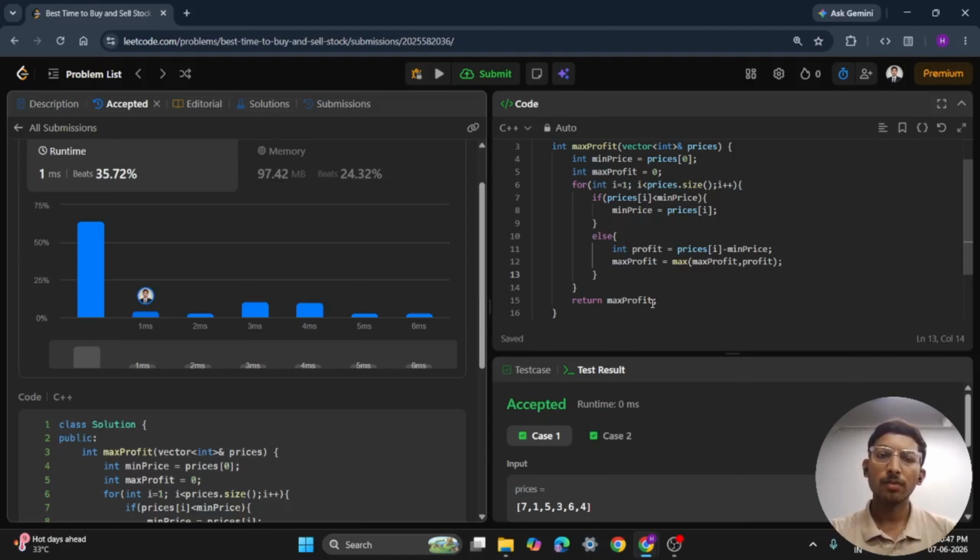And that's it for this problem. The most common lesson from this question is that sometimes we don't need a complicated algorithm. A simple observation can help you solve the problem effectively.